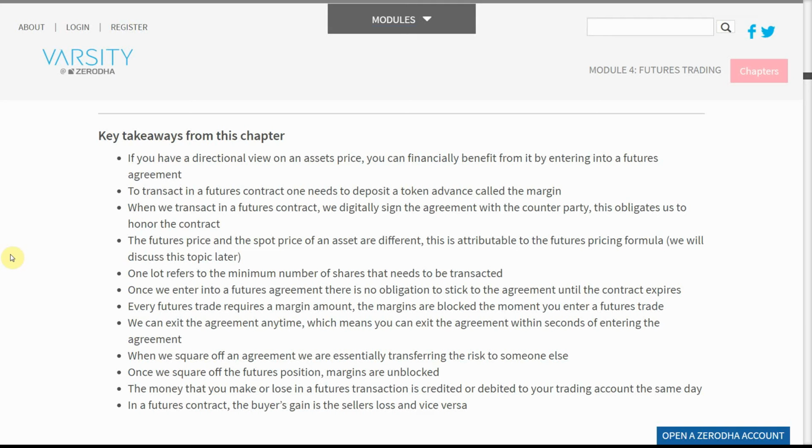Every futures trade requires a margin amount. The margins are blocked the moment you enter a futures trade. We can exit the agreement anytime, which means you can exit the agreement within seconds of entering the agreement. When we square off an agreement, we are essentially transferring the risk to someone else. Once we square off the futures position, margins are unblocked. The money that you make or lose in a futures transaction is credited or debited to your trading account the same day. In a futures contract, the buyer's gain is the seller's loss and vice versa.